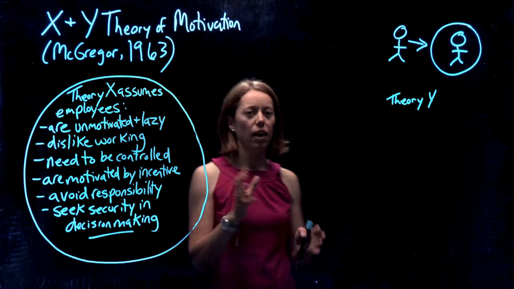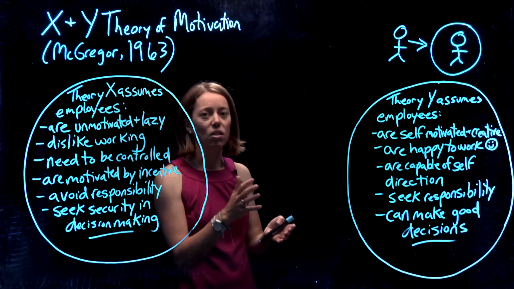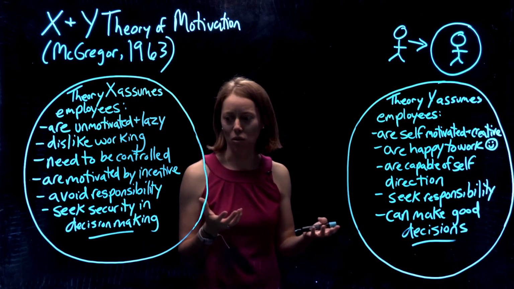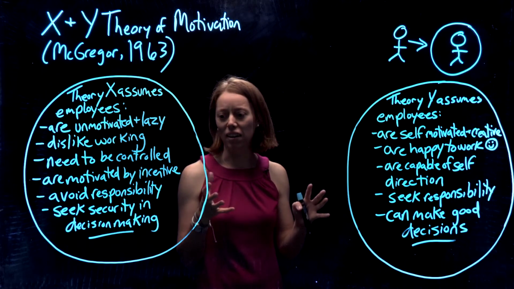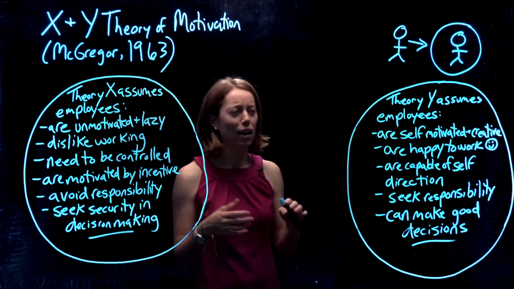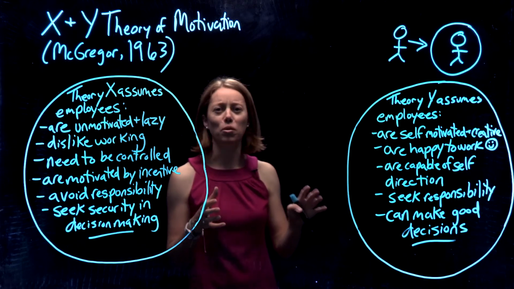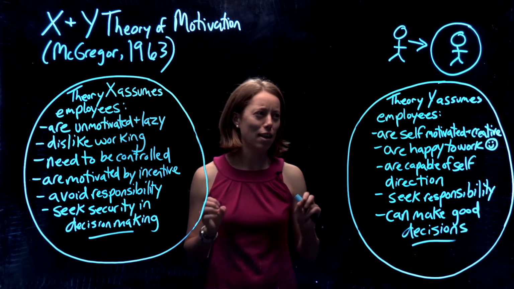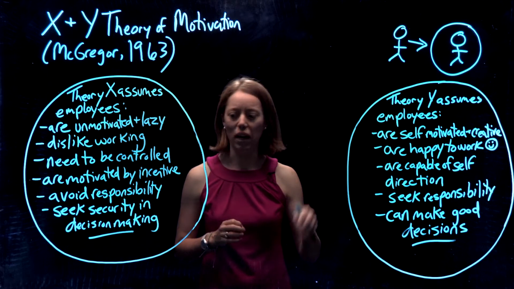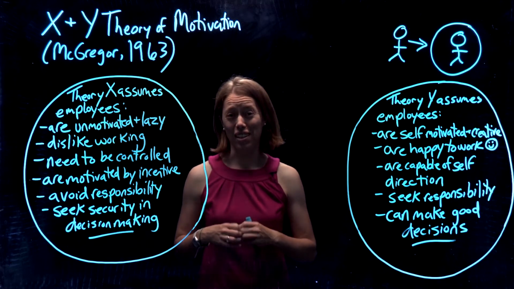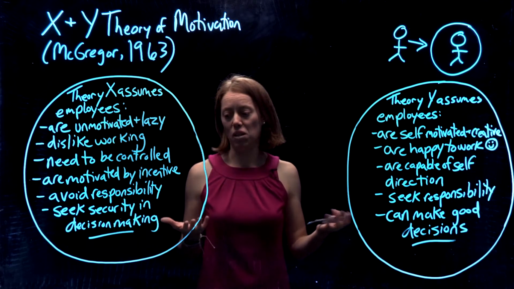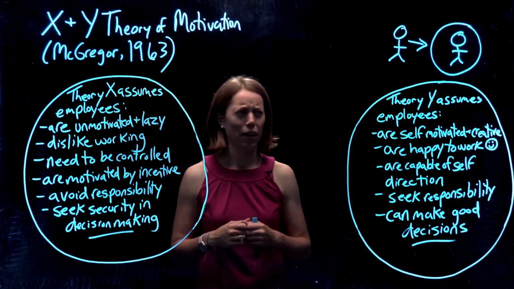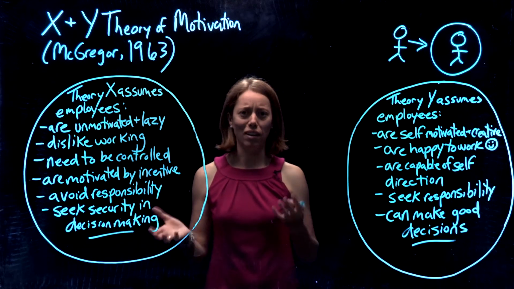his theory. If we look here at the Y theory, the Y theory assumes that employees are happy to go to work. It assumes that they are self-motivated and creative. It assumes that employees are self-directed and like to take initiative, and that those individuals are motivated by achieving a goal. In fact, it assumes that they seek responsibility and can make good decisions. So quite the polarity here.